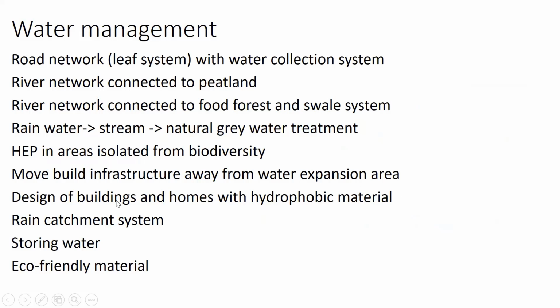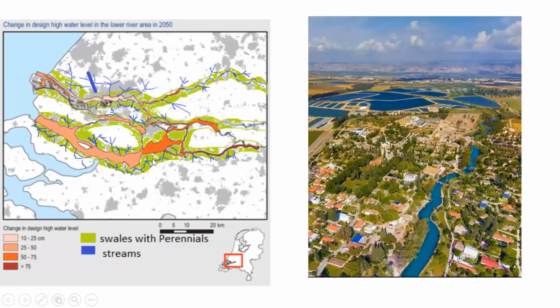We design buildings and homes with hydrophobic material so they don't absorb water. We have rain catchment and water storage systems, and we use eco-friendly materials. So basically anything that shows green over here is where, around the river, we can add swales.